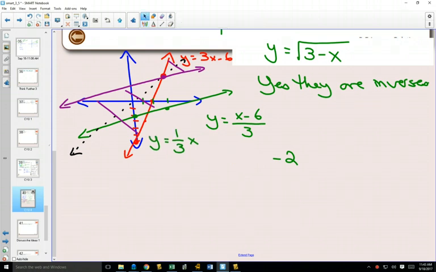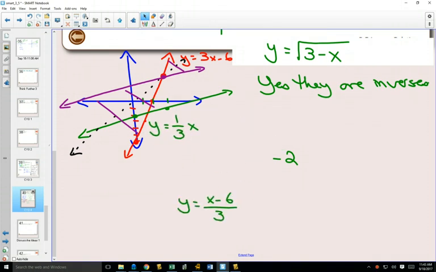So this green graph, I'll write the equation that way. And we can see graphically that they're not inverses of each other.